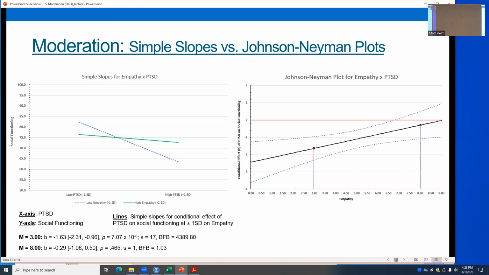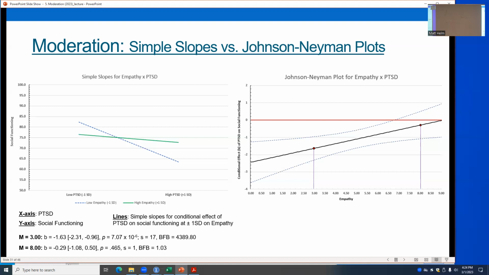here my point estimate is still negative, right? But do I have evidence of an effect there, if we're looking at the confidence bounds? That's the red line. So no, right? 0 is contained in that confidence bound, so I don't have evidence for an effect here, right? But there's a whole range of stuff going on in here where I can start to ask questions about the relation of PTSD and social functioning at different levels of empathy, right?